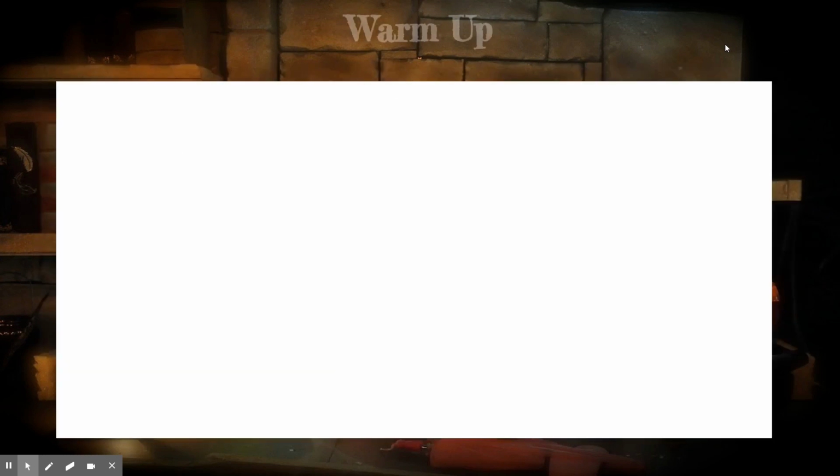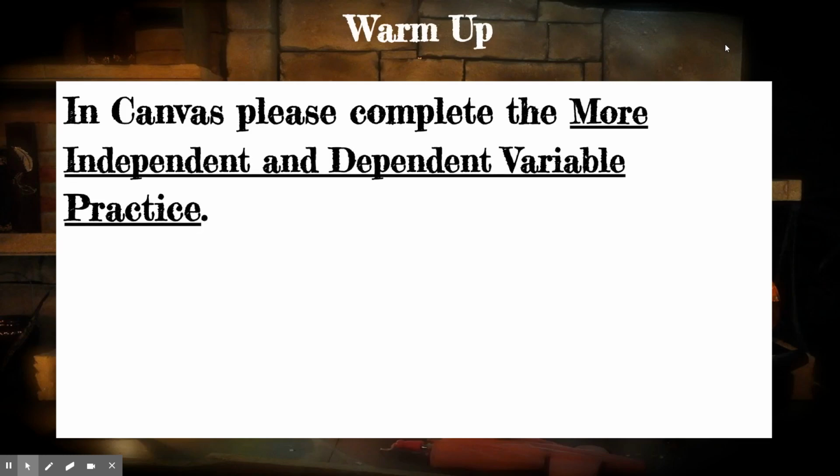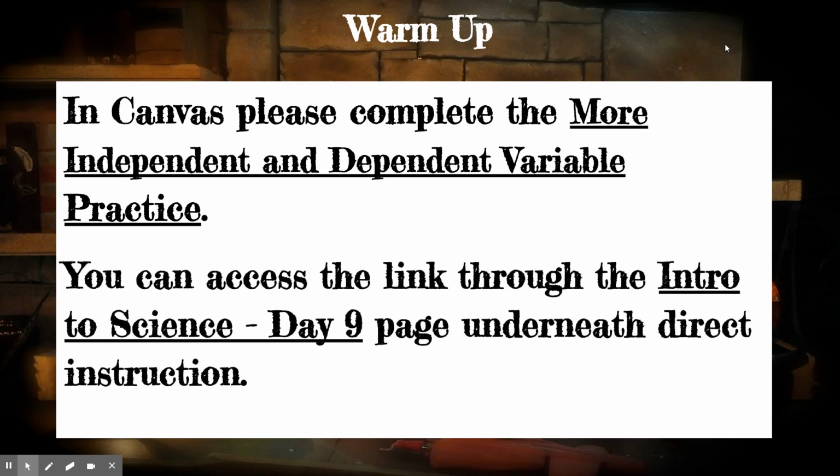So first thing you need to do is, in Canvas, please complete the more independent and dependent variables practice. And if you see how you do on that, if you're still confused, please go back and review the video over independent and dependent variable practice. You'll be confused from here on out if you aren't able to differentiate between the two like a pro. You can access that link on the Intro to Science Day 9 page.